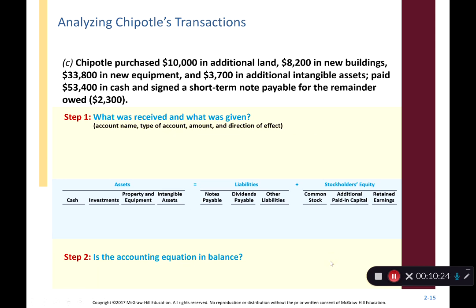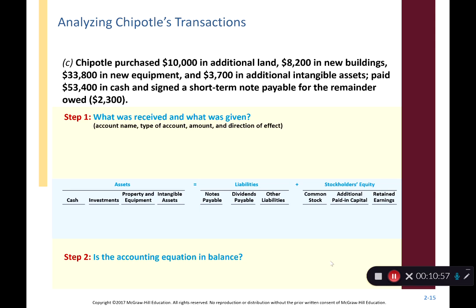Let's move on to our next item. C, Chipotle purchased $10,000 in additional land, $8,200 in buildings, $33,800 in equipment, and $3,700 in additional intangible assets. They paid $53,400 in cash and signed a short-term note payable for the remainder, and luckily they did the math for me, $2,300. So what do we get and what do we give up? Well, again, I'd recommend you pause the video and try it on your own first, and then resume.